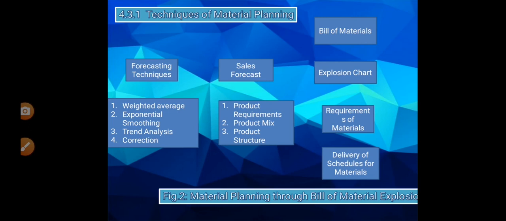Exponential smoothing is a rule of thumb technique for smoothing time series data using the exponential window function. Trend analysis is based on the idea that what has happened in the past gives traders an idea of what will happen in the future. And lastly is the correction.